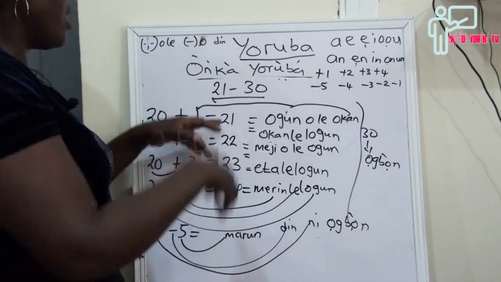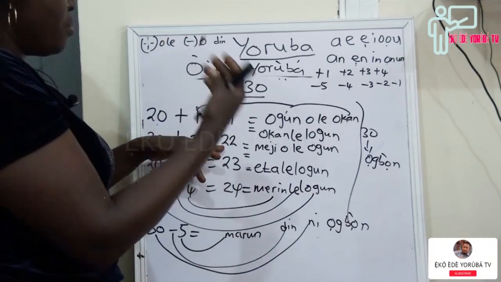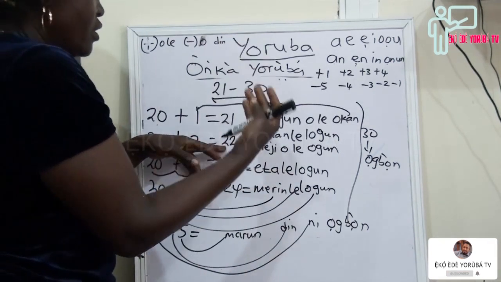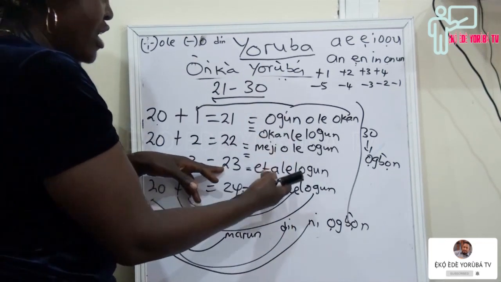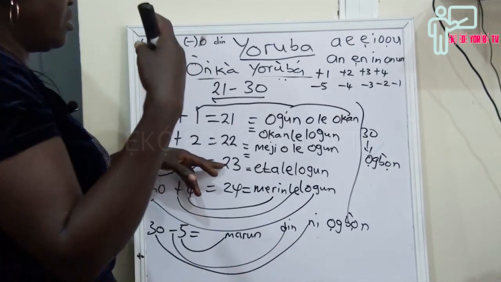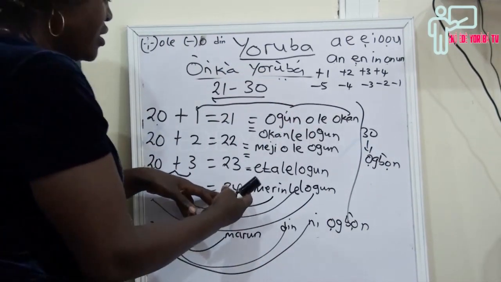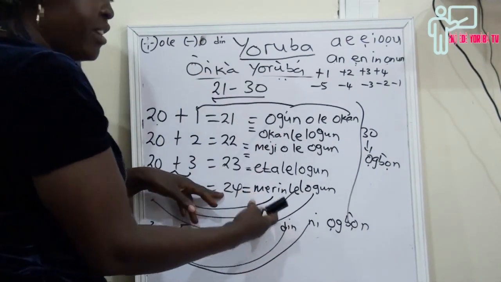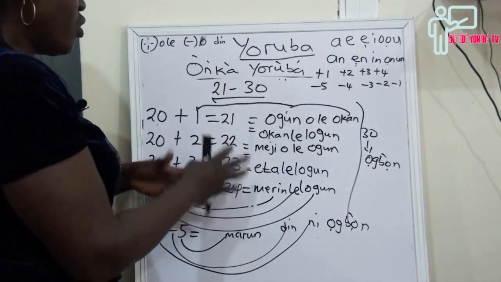So you can also say 21, mọ́kànlélógún, 22, méjìlélógún. You can say ìkejìlélógún. 23, you can say ìkẹtàlélógún, ẹ̀ẹ́tàlélógún, mẹ́tàlélógún. 24, you can say mẹ́rìnlélógún, ìkẹrìnlélógún, ẹ̀ẹ́rìnlélógún. So that is it.